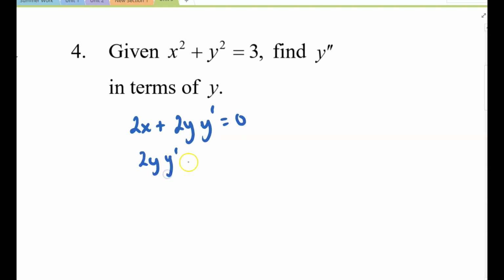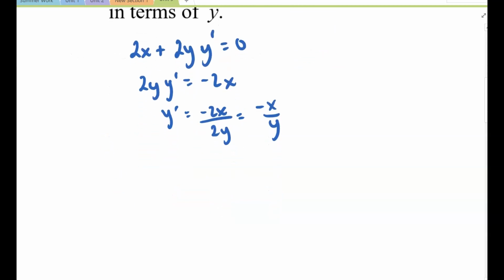So 2y, y prime is equal to negative 2x. And if I isolate y prime, we get negative 2x over 2y, reducing to negative x over y. Okay, so that is implicit differentiation. But they want y double prime. So I have to make sure that we have our y prime term isolated, which is here, right? So y prime is equal to negative x over y. And now I want to take the second derivative of this, okay?